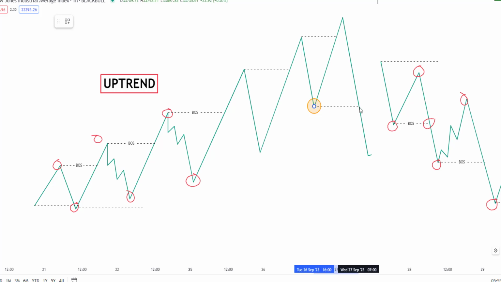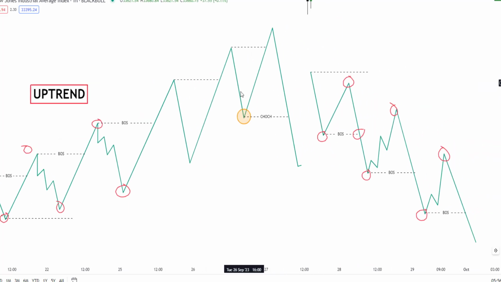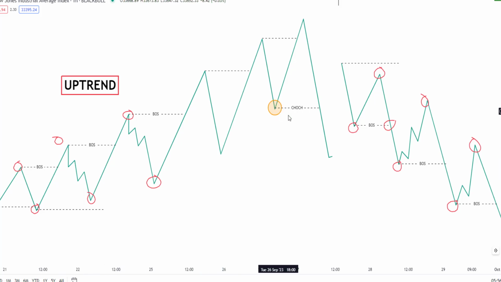Now, it is an attempt to show you when the uptrend has finally finished. A market structure shift, or what other people call a change of character. Whenever you see price do this exact kind of movement, it is simply telling you that it is tired of going up, and it wants to start coming down.